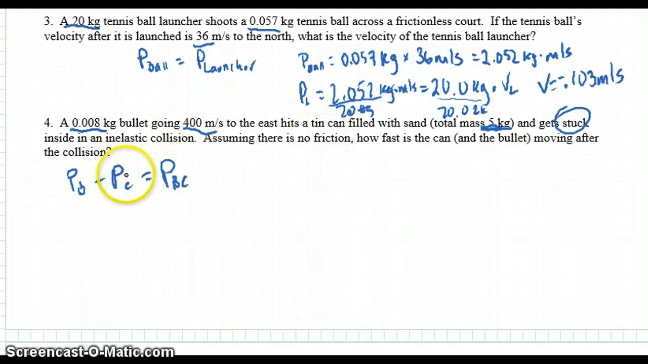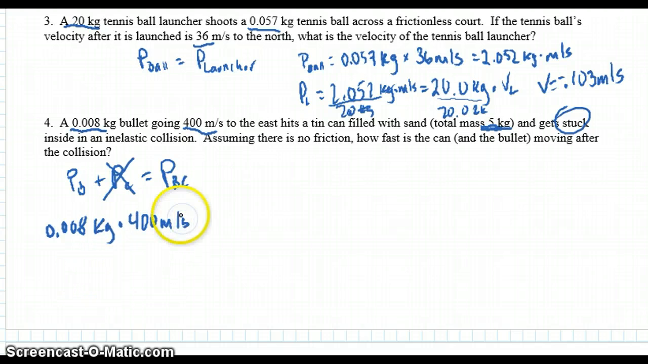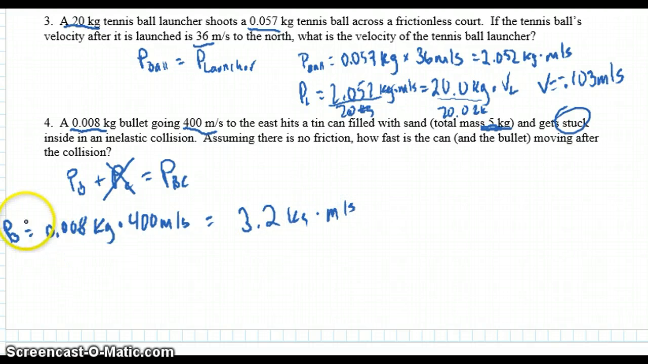So we know that the can is still, so there's no velocity, so the momentum of the can, mass times 0, is going to equal 0. So the momentum of the bullet is equal to 0.008 kilograms times 400 meters per second. And that is going to equal 3.2 kilograms times meters per second. So that's the momentum of the bullet. Now that is also going to be the momentum of the bullet can combo.